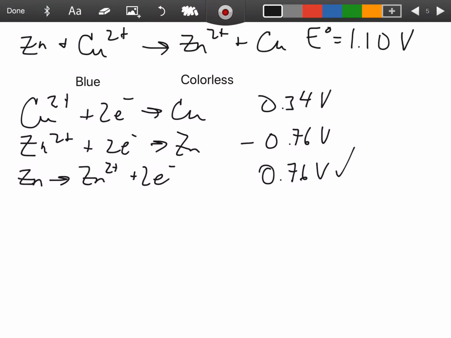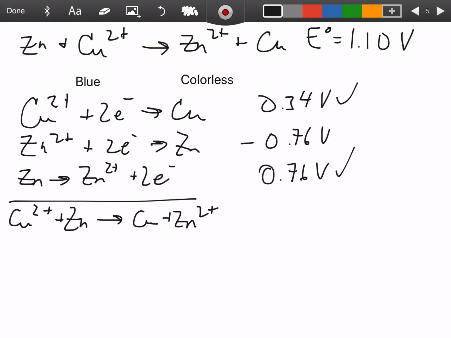It's this reaction and this reaction which are being added together here. I end up with copper 2 plus zinc plus 2 electrons. I'm not going to write those because they cancel out with the electrons on the products, but I get copper metal and zinc 2 plus. Now I can simply add those two potentials together, and that's where I'm getting the 1.10 volts from. All right.